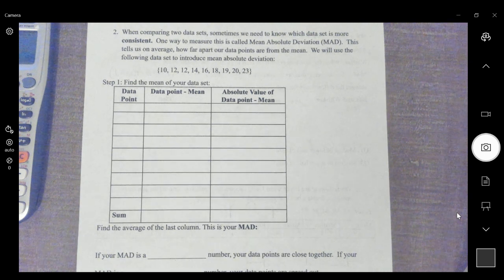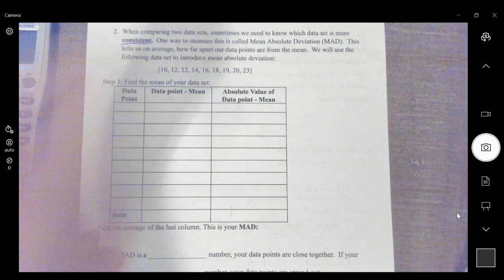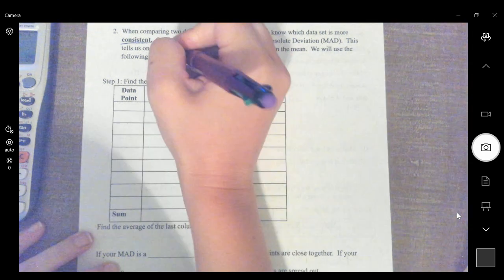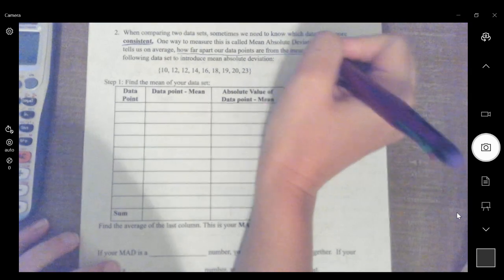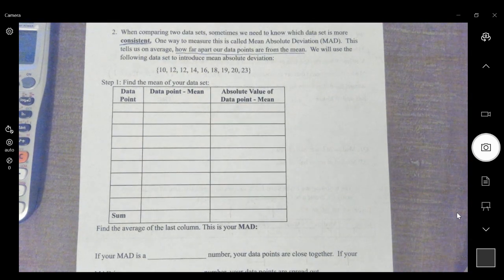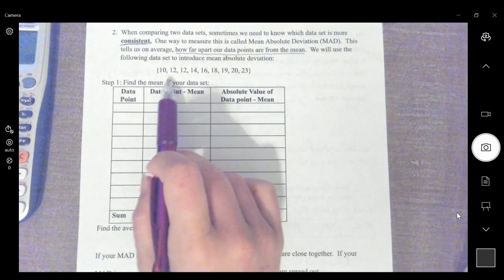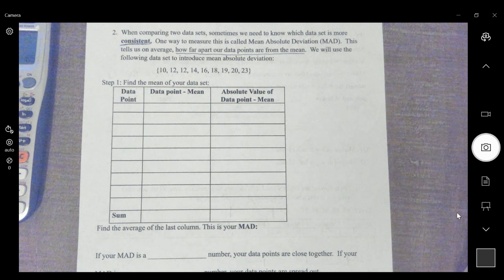So when comparing two data sets, sometimes we need to know which data set is more consistent. Okay, one way to measure this is called the mean absolute deviation. This tells us on average how far apart our data points are from the mean. So are they close to the mean or are they spread out from the mean? So we're going to use this data set to find our mean absolute deviation, and then I'm going to have you guys go back and try it with Bryce and Jacob's data points, I changed the name, and just make sure we're good with that.